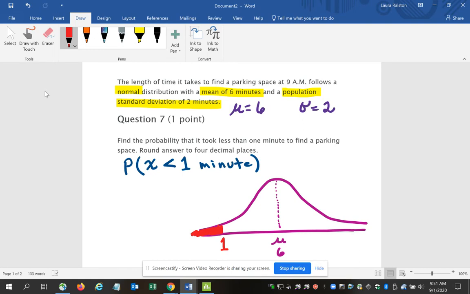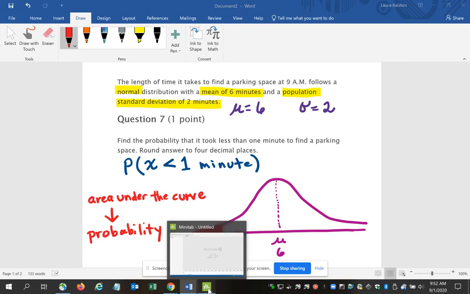This shaded region corresponds to the probability. Hopefully, from previous lessons, you've picked up that the area under the curve corresponds to the probability. There are several pieces here that you have to enter in Minitab. You have to have the mean, you have to have the standard deviation, and you have to know your x value. So I'm going to toggle over to Minitab.